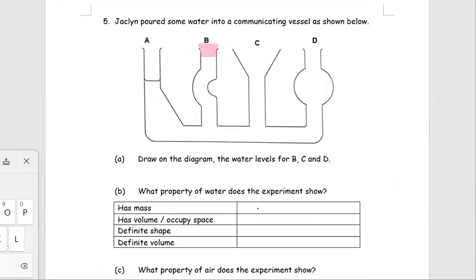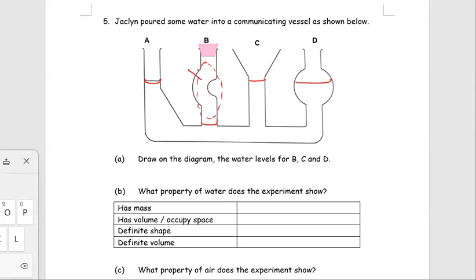Okay, let's go to question 5. Jacqueline poured some water into a communicating vessel as shown below. Draw on a diagram the water levels for B, C, and D. So the water level at A is here. So C and D will be the same level as A. But B, the water level will probably be much lower. Now, why is this so? Because there's something here in B that stops the water from going up.